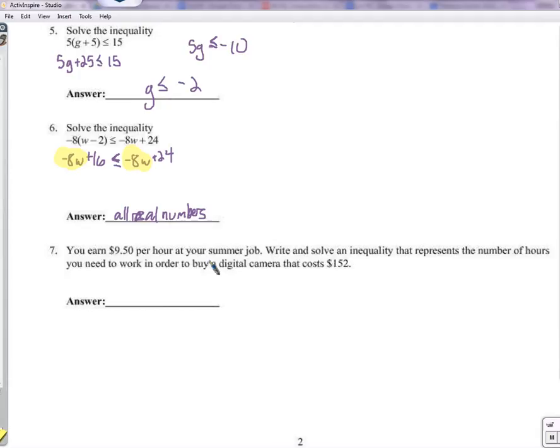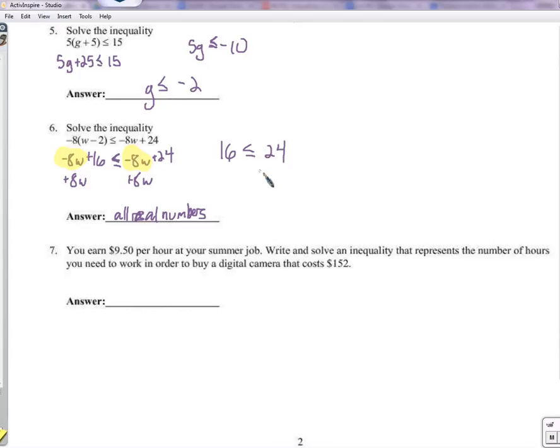Or if you put infinite solutions, that's cool. Yeah, that works just fine because there are infinite solutions. Maybe I didn't catch on to that right now. And I added 8w to both sides. And I got 16 is less than or equal to 24. Well, that's just true. It'll always be true. It'll never not be true.